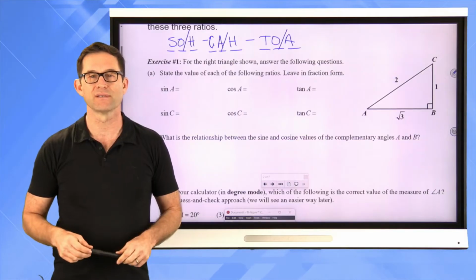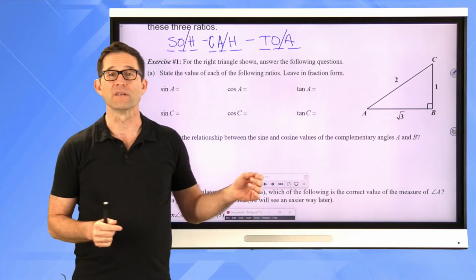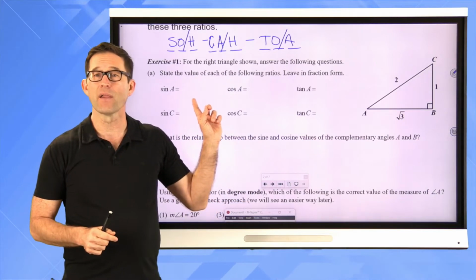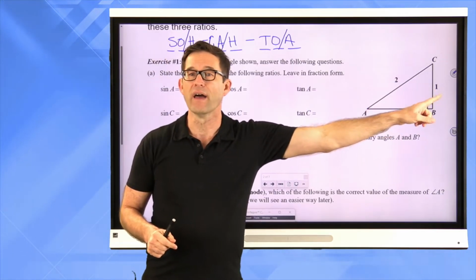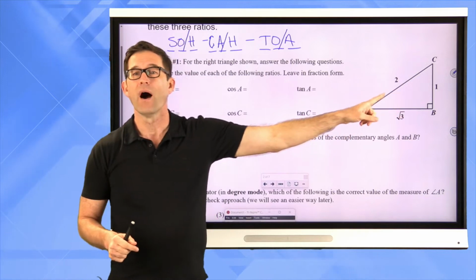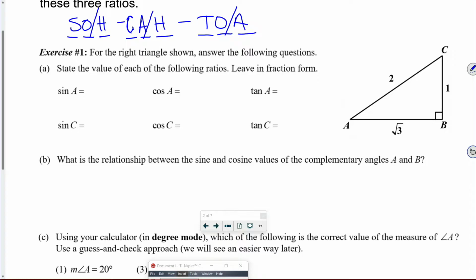Let's take a look at exercise number 1. For the right triangle shown, answer the following questions. Letter A. State the value of each of the following ratios, leave in fraction form. So, for instance, if I want the sine of angle A, I look at the leg that's opposite angle A, and that's equal to 1. I look at the hypotenuse, that's equal to 2, and so the sine of angle A is simply equal to 1/2. That is its ratio.